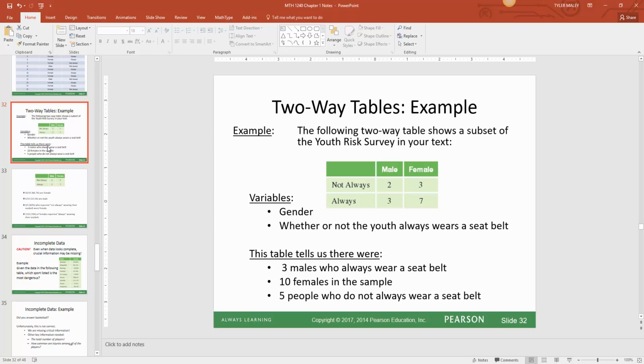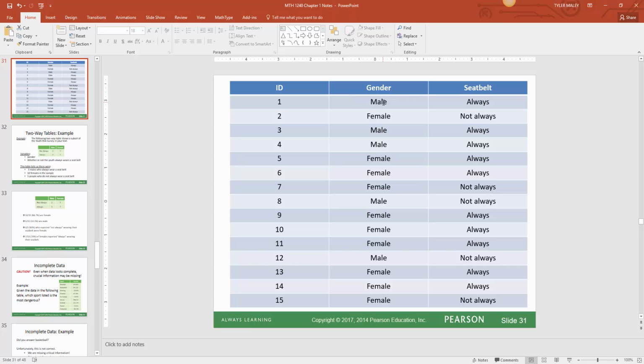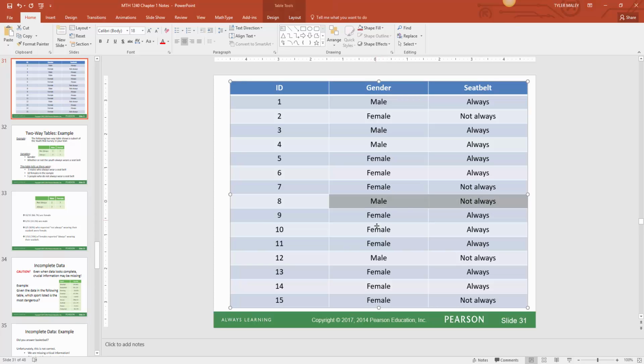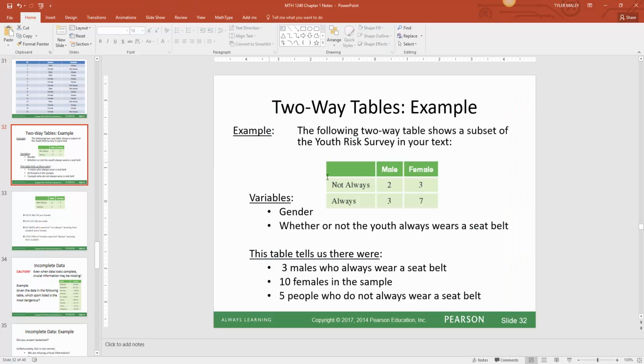So then here is a two-way table example. Taking that raw data and putting it into a two-way table, you would get this table. This is called a two-way table. So how do we get this 2? You'd want to look at how many males answered not always. If we go back to the raw data, how many males answered not always? We have 1 here, and 1 here, and that's it. So you just count how many people fit in those categories, and you would do that for everything: for the male not always, for the male always, for the female not always, and the female always.